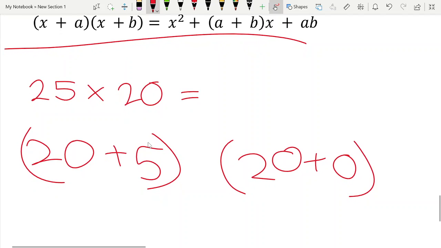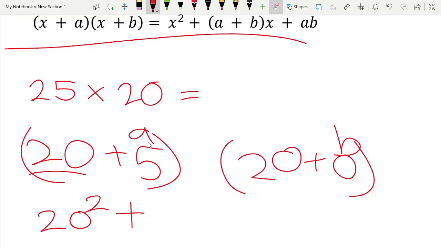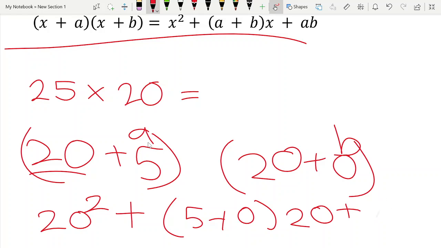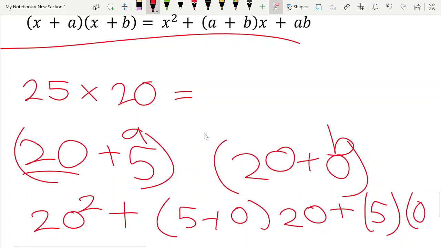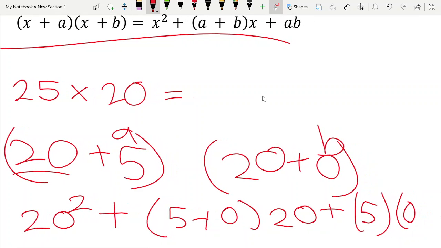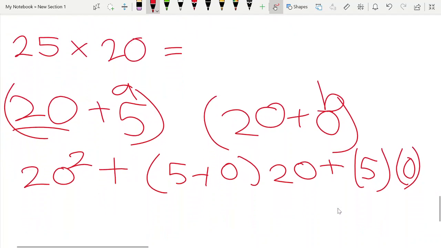Now, if you have x squared, so x here is 20. So we're going to write 20 squared plus, this is a, this is b, so (5 plus 0) times x, which is going to be 20, plus 5 times 0. Okay? Now let's use our identity.